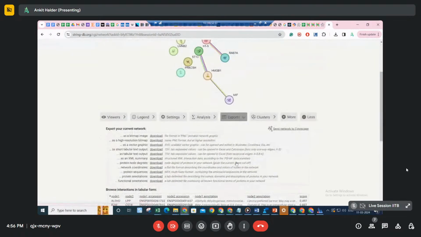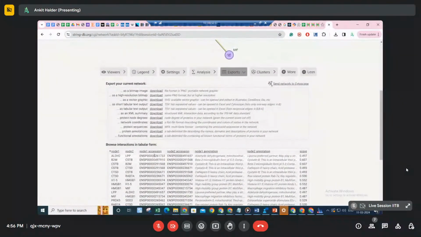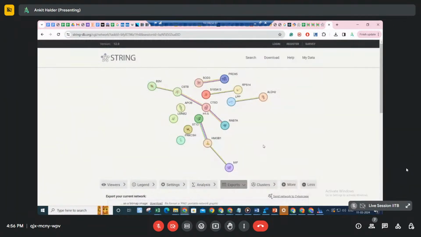You can also export this as node-to-node annotations, as an image, and you can use it in other software like Cytoscape to make it more visually appealing and for using it in your publications. Yeah, so that was all from my side regarding the interaction network, a little overview of how we can do that.